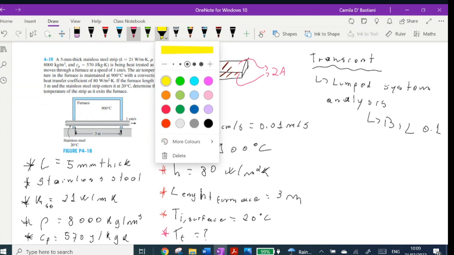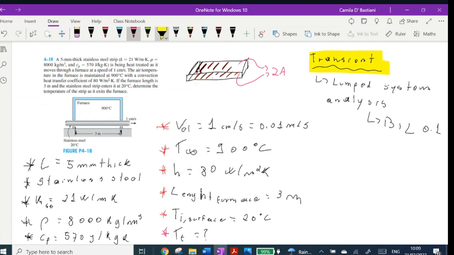So first part of the problem, we established that it is a transient problem. So I have an initial and a final time. My strip passes through the furnace with a velocity. That implies that there is a time involved, okay? And I want to know the temperature when it leaves the furnace. So it will leave the furnace after a certain time.